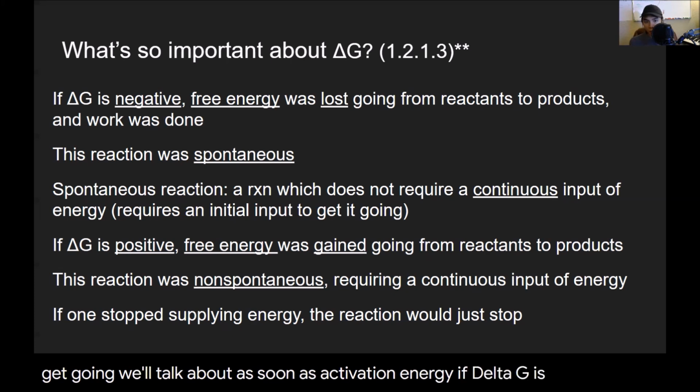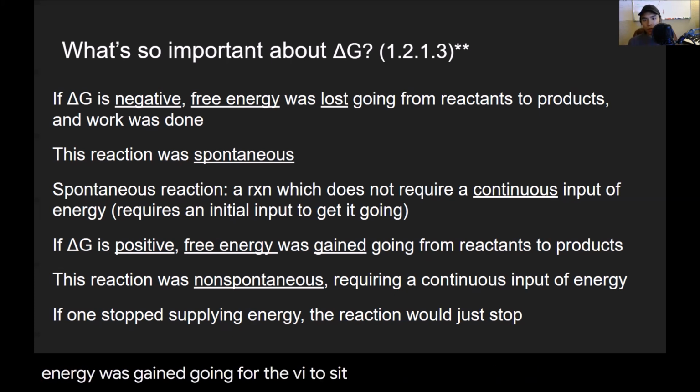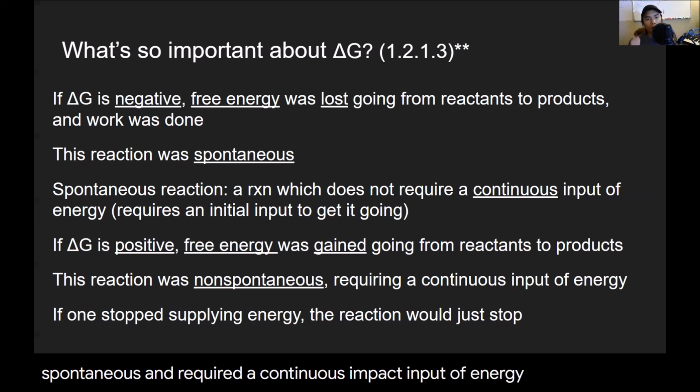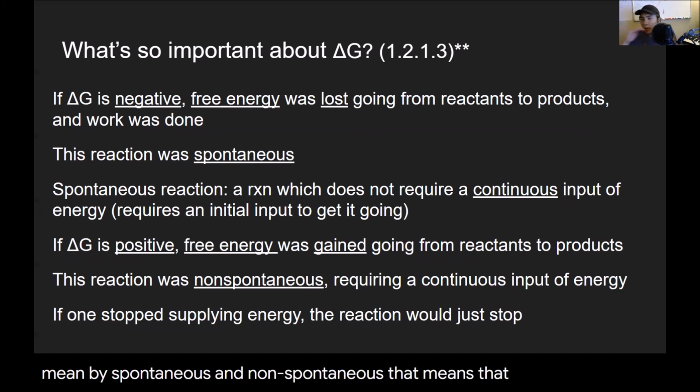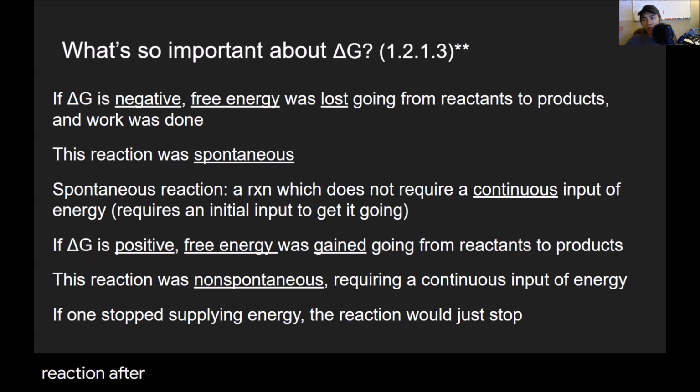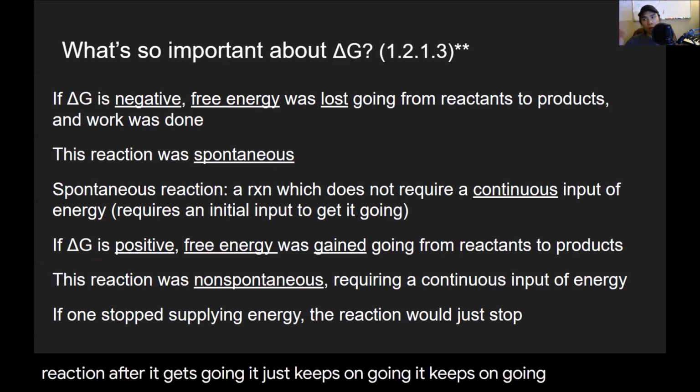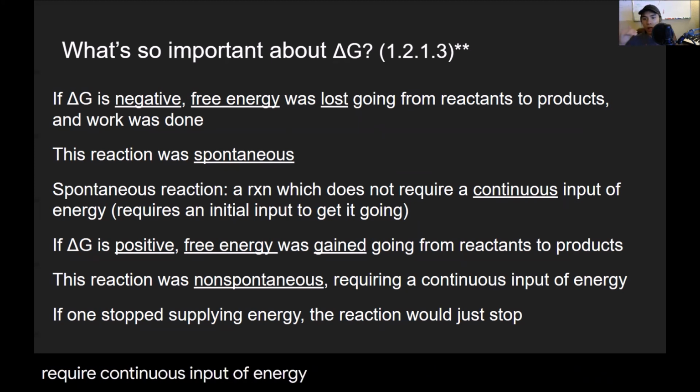If delta G is positive, free energy was gained going from the reactants to the products. The reaction was non-spontaneous and required a continuous input of energy, and if one stopped supplying energy, the reaction would just stop. What do I mean by spontaneous and non-spontaneous? That means that a spontaneous reaction, after it gets going, it just keeps on going. It does not require a continuous input of energy. However, a non-spontaneous reaction, if you stop giving it that energy, it'll just stop.